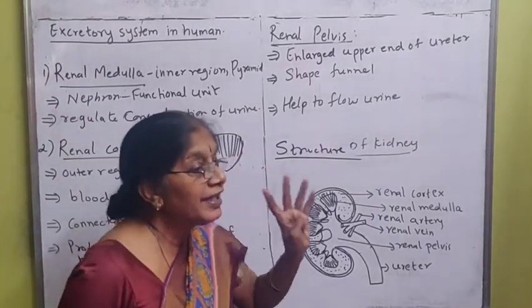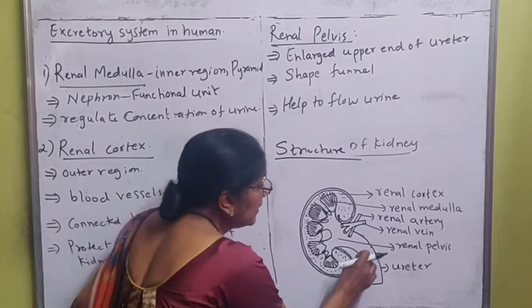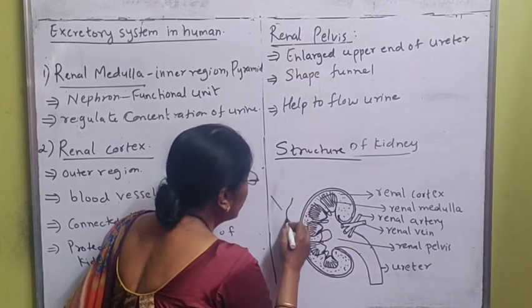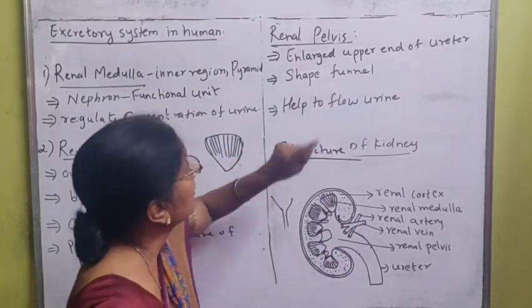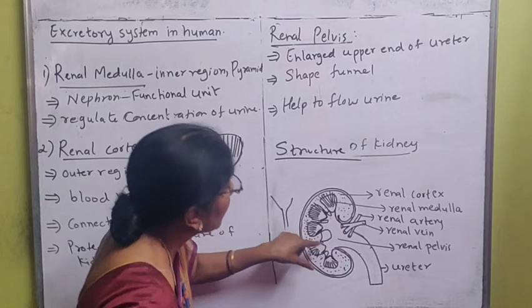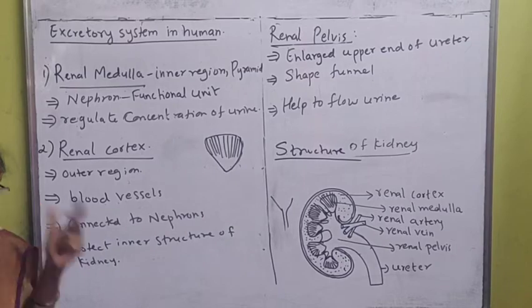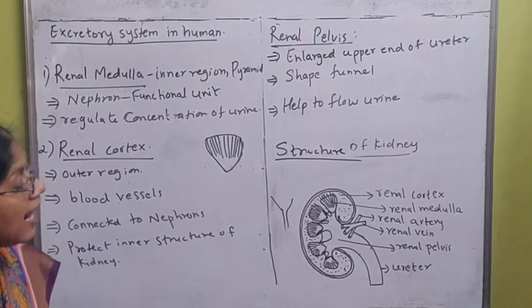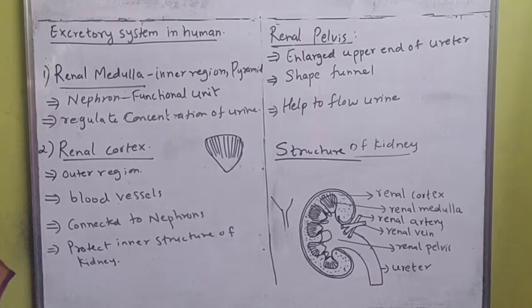The third and last region of the kidney is the renal pelvis. What is it? This is the ureter, and this is the enlarged upper part. You can see it is in the shape of a funnel, and that is what we call the renal pelvis. Whatever unwanted wastes from the renal medulla and the renal cortex are converted into liquid form, it collects and makes to flow into the ureter. From the ureter, it can be thrown out. These are the important structures of the kidney.